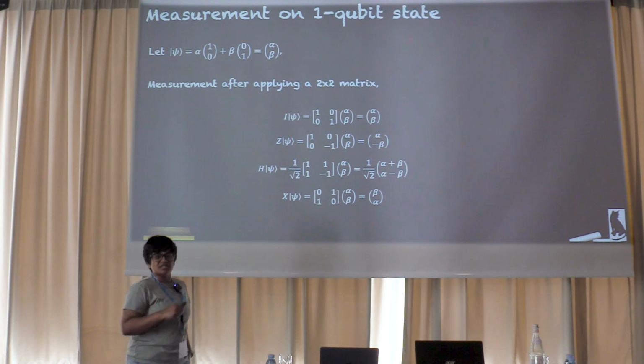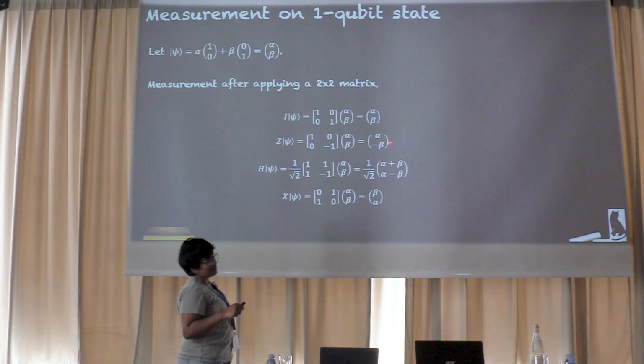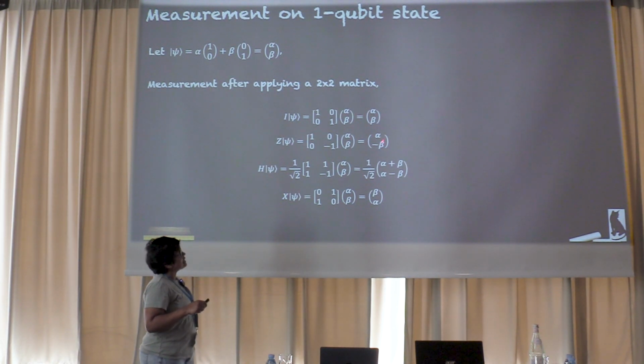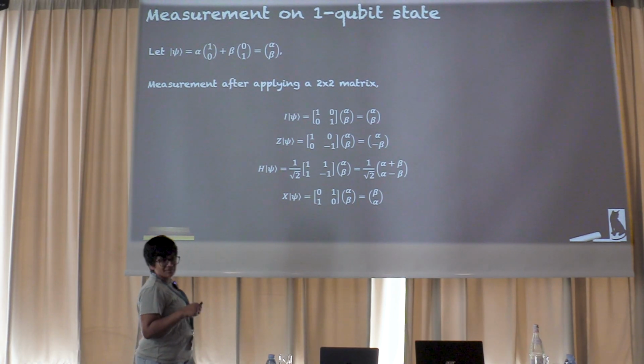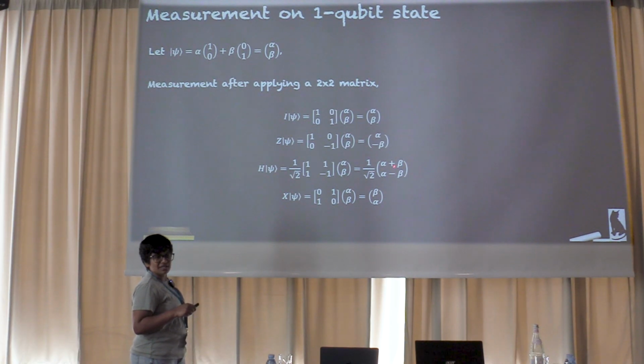The state has changed, but do the measurement outcome probabilities change? No, right? Because yes, I have a minus beta here, but the probability is still the mod of beta squared, right? So this negative sign doesn't impact. But with Hadamard, the values change here, right? So the measurement probabilities are going to change. And with X, they flip.